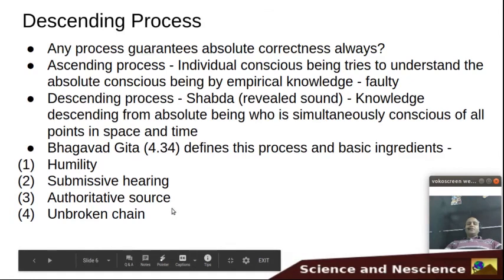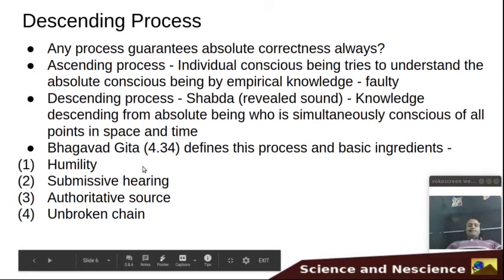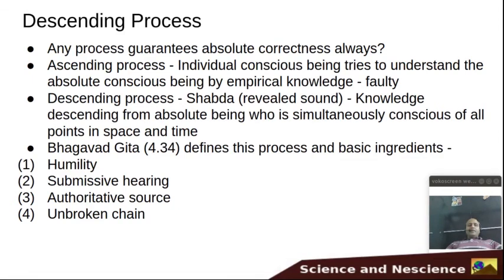Then the second criterion is that it should be coming down in an unbroken chain. It's called the parampara system. The guru imparts this knowledge to his disciples, and then those disciples further impart this knowledge to their disciples. That way the knowledge is unbroken. And humility, submissive hearing, and surrender are the basic requirements for receiving this knowledge. So in future sessions, we will take up a more elaborate analysis of some of these scientific phenomena, and then we'll understand in more detail what the descending process is, what the Shabda process is, and how it is perfect.